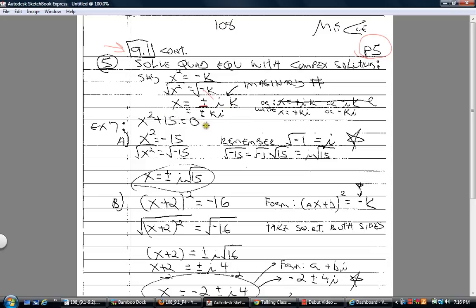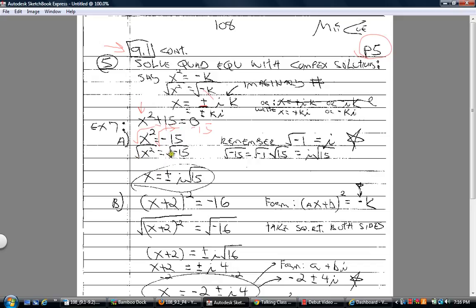Okay, let's look at example 7 here to get more of a picture of this instead of having extra variables or letters all over the place. x squared plus 15 equals 0. Your goal is to isolate the x squared, so you subtract 15 on both sides. Now you've got x squared equals negative 15, and to isolate the x, you take the square root on both sides.